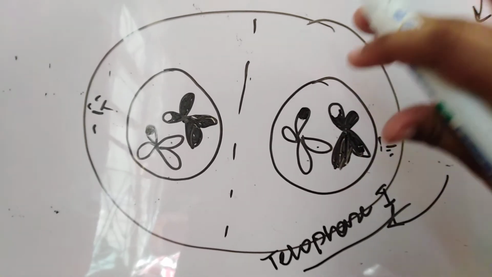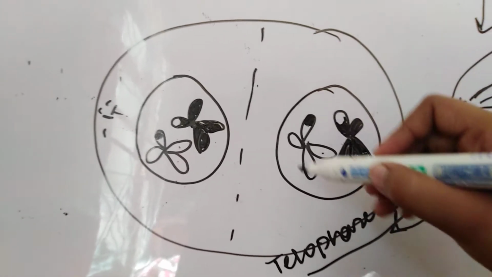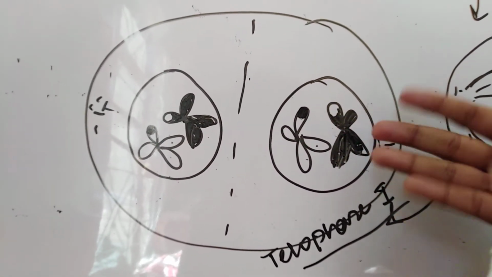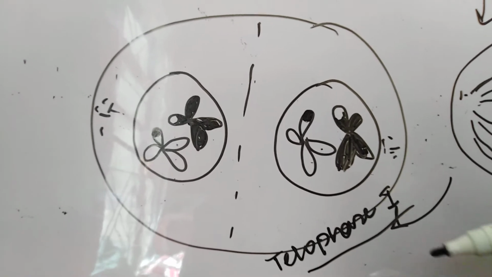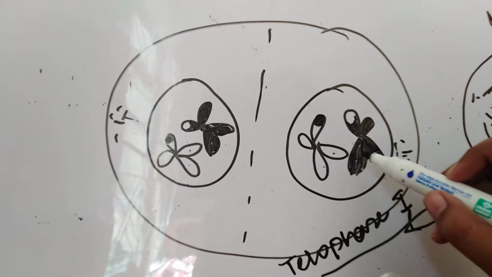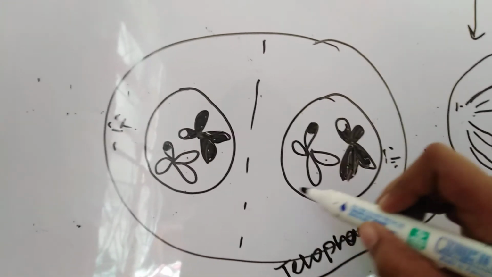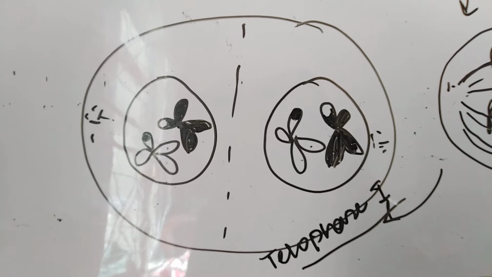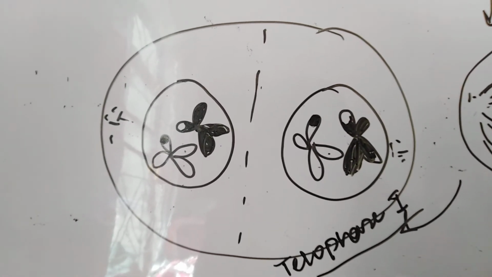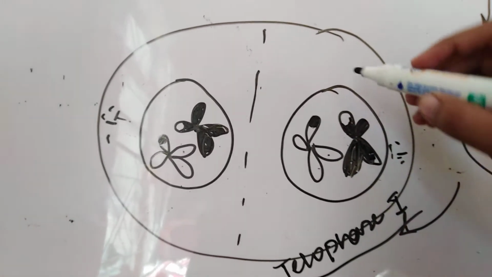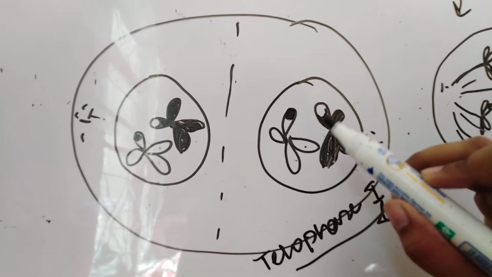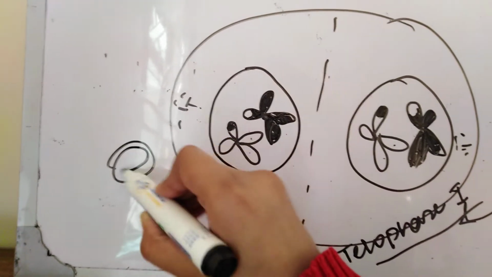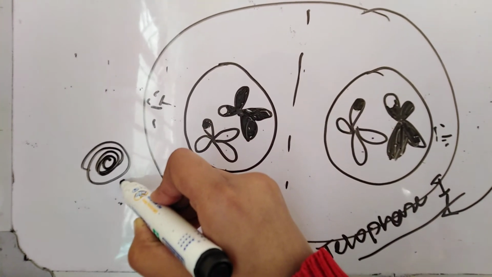The spindle network disappears. Actually, this process is the reversal of prophase. A new nuclear envelope is formed, whereas in prophase the nuclear envelope was degraded. In prophase the spindle network developed, but in telophase the spindle network disappears. Chromosomes uncoil back into chromatin. Now it is going into its thread-like structure. It was the highly condensed structure which I told you about earlier in mitosis.